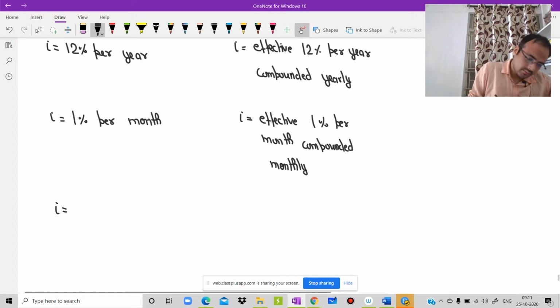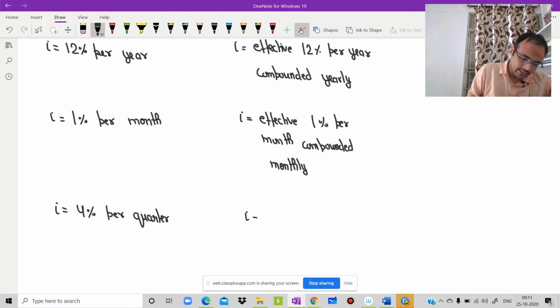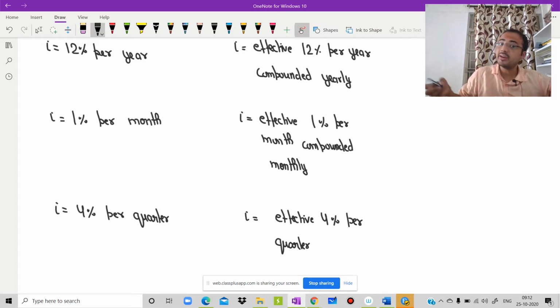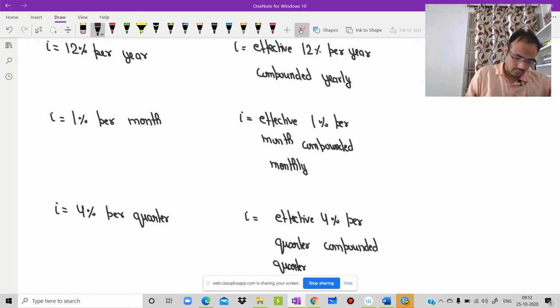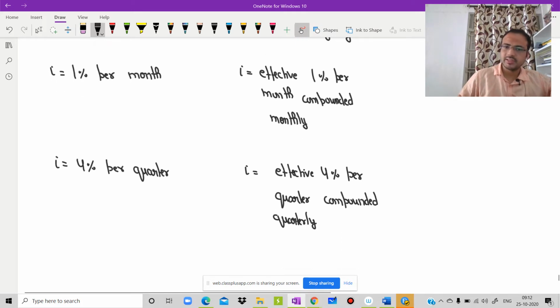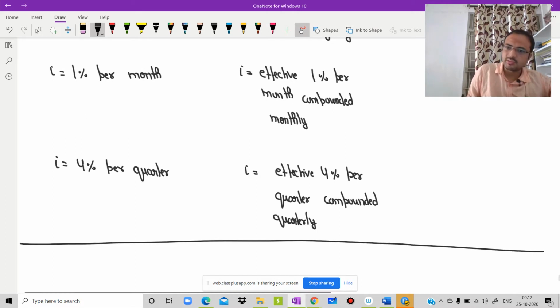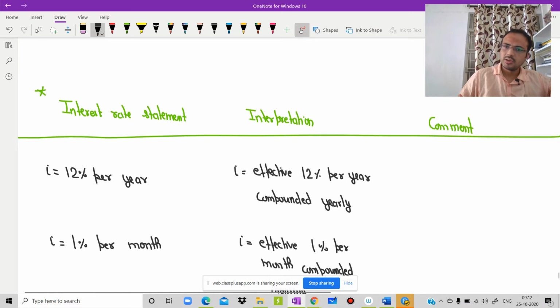If you have I equal to 4% per quarter, then I is equal to effective 4% per quarter, compounded quarterly. Is it clear? I hope there should be no doubt, any student. Each and everything should be clear. You can write one comment.